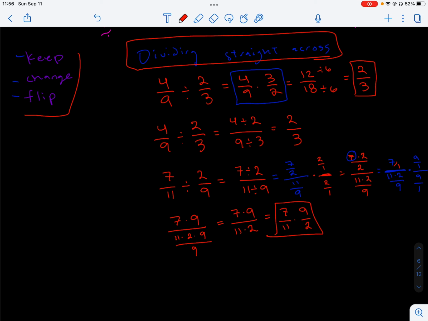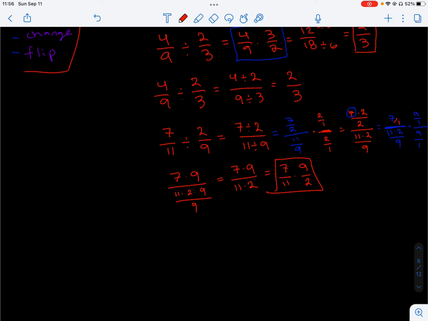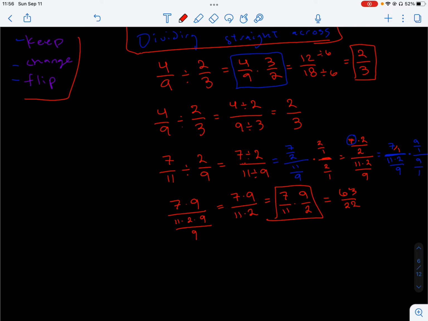Which is ultimately a much quicker mental process than trying to think through, okay, 7 divided by 2 is what? It's 3.5, and then 11 over 9 is what? And then putting those fractions on top of each other, or those decimals, 3.5 and whatever that is, and then trying to figure out that, oh, that's equal to 63 over 22, when instead you could just keep, change, flip, and get this guy is equal to 63 over 22. So that's a little bit nicer in my opinion.